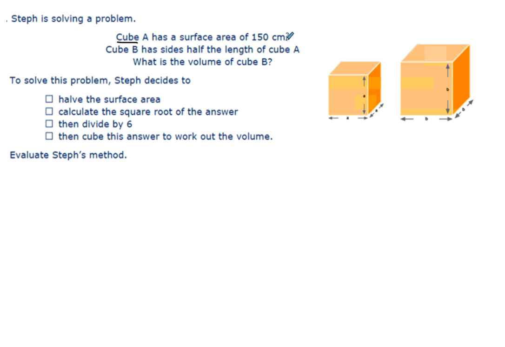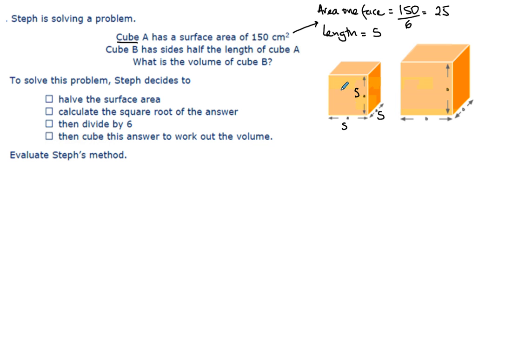If it's got an area of 150 centimeters squared, then you can tell that the area of each face would be 150 divided by 6, which is 25. So you can tell if the area of 1 face is 25, then each length would be 5. Okay, so you can tell that's 5, 5, 5.